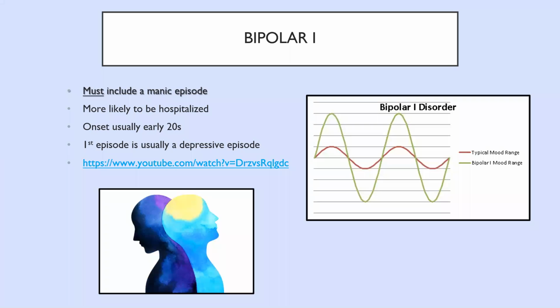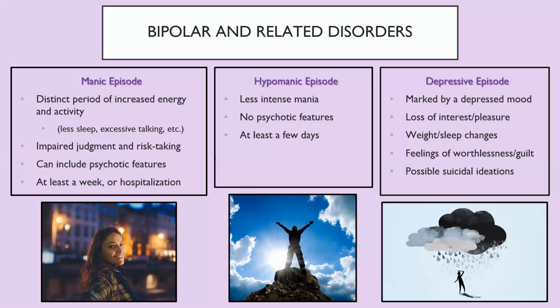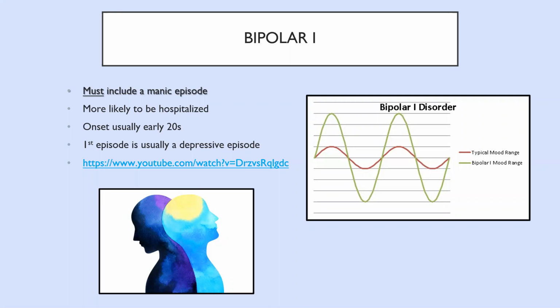Okay, so we'll talk about both. And I just want you guys to understand the difference. So in order to be diagnosed with bipolar 1, you must at some point have a manic episode. And so that means a truly manic episode, not a hypomanic episode. So bipolar 1, you have to have a manic episode.